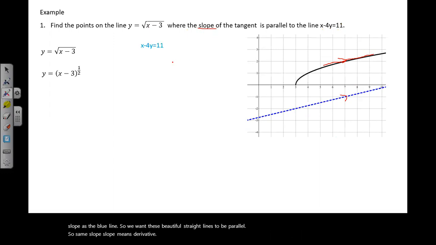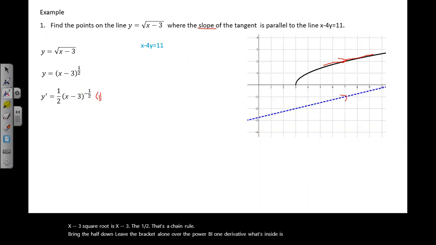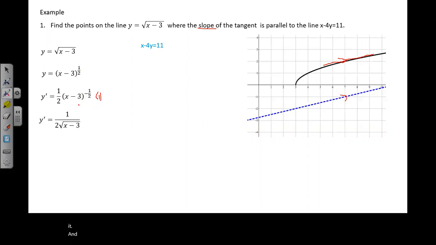So we'll take the two functions and we'll take their derivatives. Square root of x minus 3 is (x minus 3) to the 1/2. That's a chain rule. Bring the half down, leave the bracket alone, lower the power by 1. The derivative of what's inside is just 1, so I didn't bother writing it. And then an exponent of negative 1/2 means we can write it in the bottom as a square root. So I hope you're getting really quite good at your derivatives, because you're going to need to be.